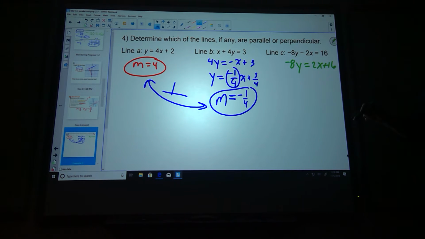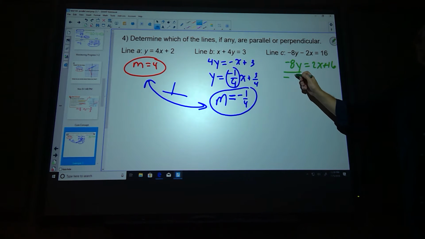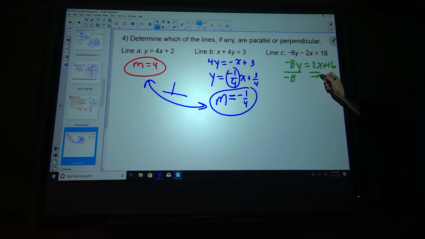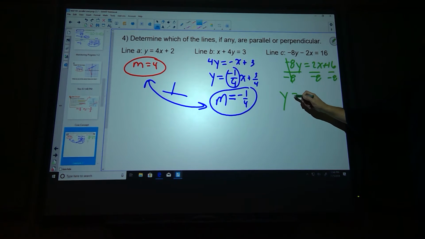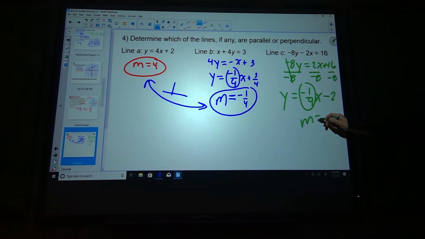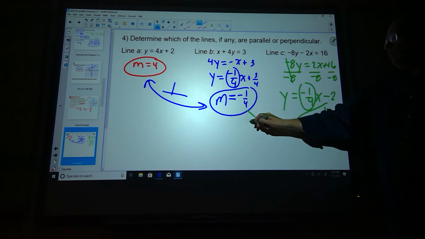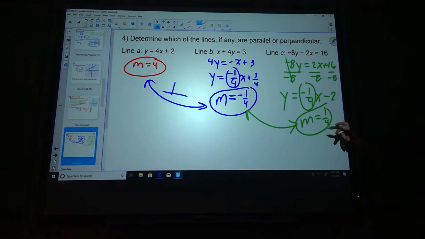Is that okay first? And then divide everything by negative 8. Those cancel, so y equals, I'm going to reduce that to negative 1 over 4 x minus 2. I have a slope here of negative 1/4. So what can you tell me between the green and the blue? Are they the same slopes or are they different? They're the same.